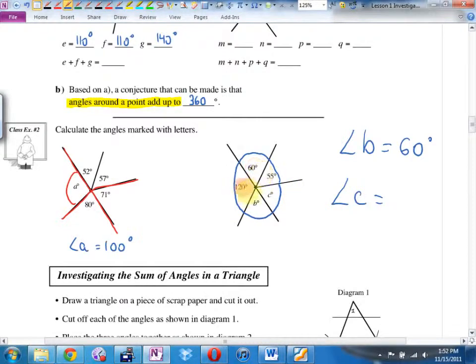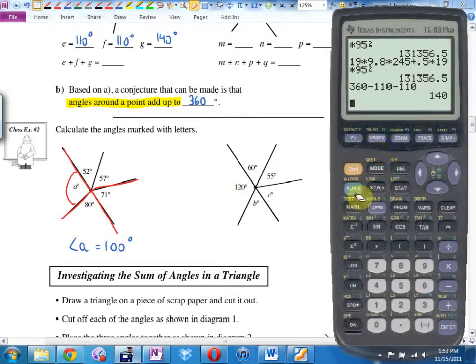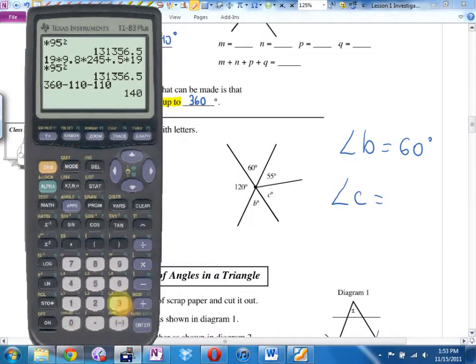So how can you figure out the last one? Same thing as you did over here, isn't it? Minus 360. Good. Go to it. It's going to be 360 minus 120 minus 60 minus 55 minus 60. 65? Yes? Has to be.